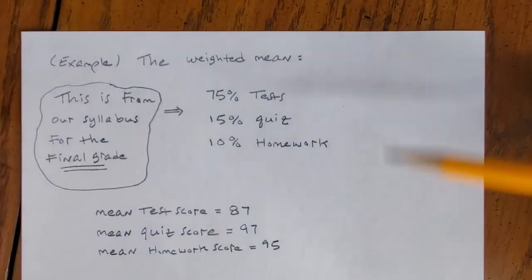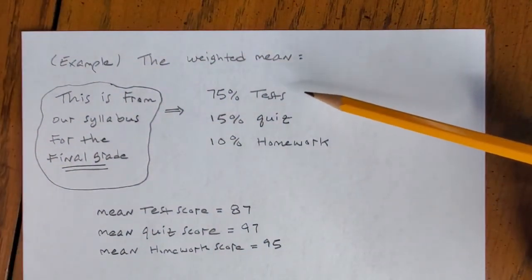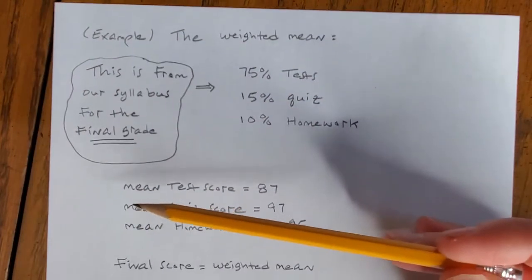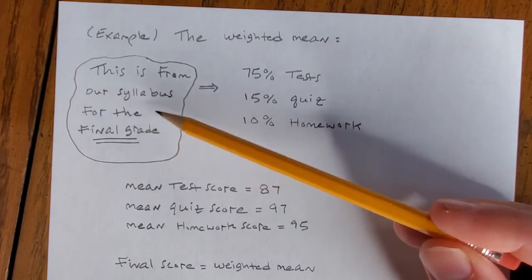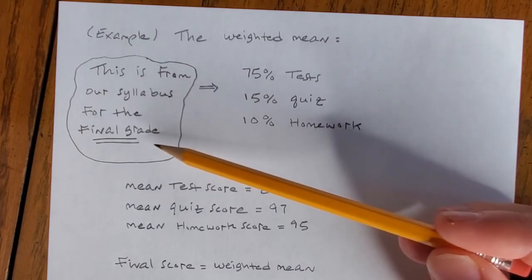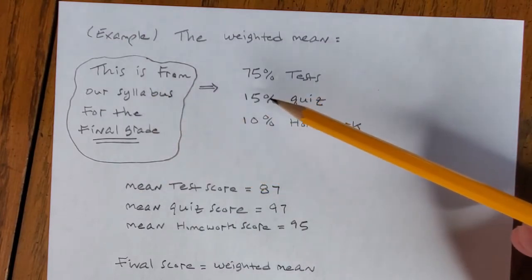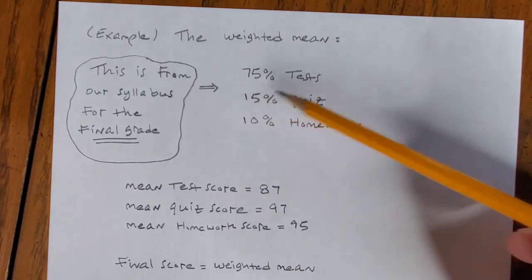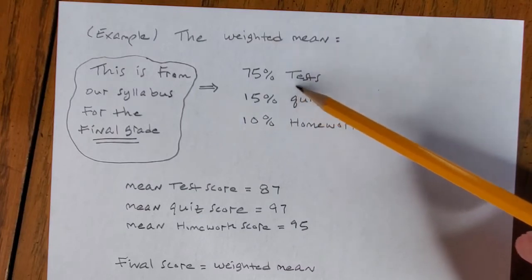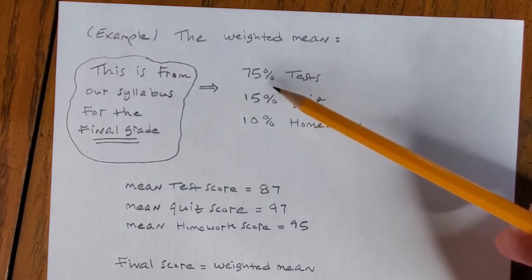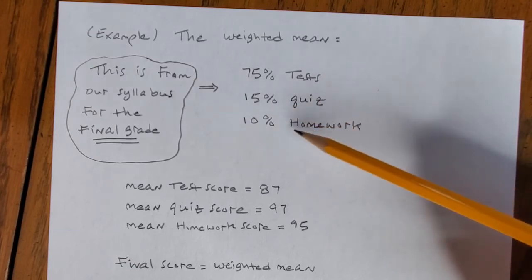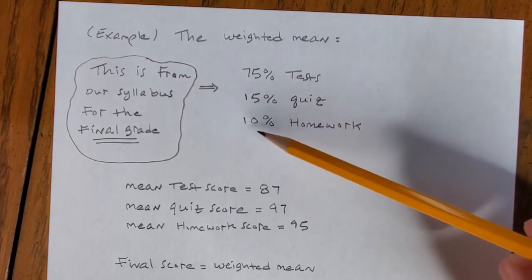Let's talk about the weighted mean now. I guess this one's important for our class. To give you an example of the weighted mean, I got some numbers from our syllabus, or what I call the course information document, for how I'm going to calculate the final grade. Tests are 75%. I can say they have a weight of 75%. Quizzes have a weight of 15%. And homework has a weight of 10%.